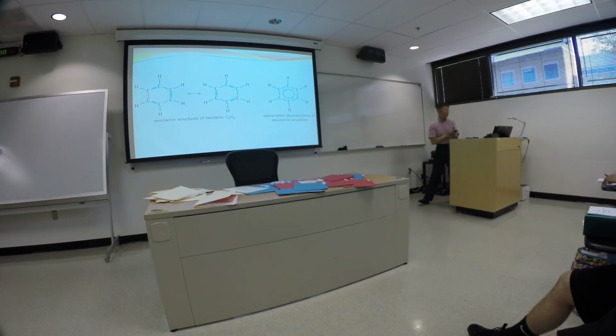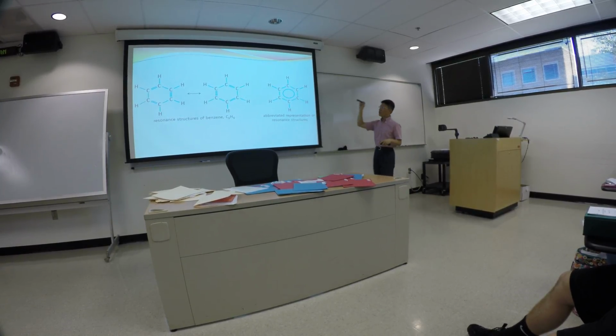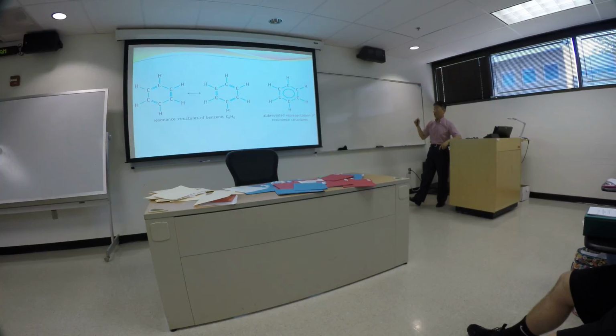One example is the benzene ring, C6H6. It has alternating double bonds and single bonds, and you can have two different representations there. In the abbreviated representation of the resonance structure, instead of drawing the alternating double and single bonds, you simply put a circle in there.